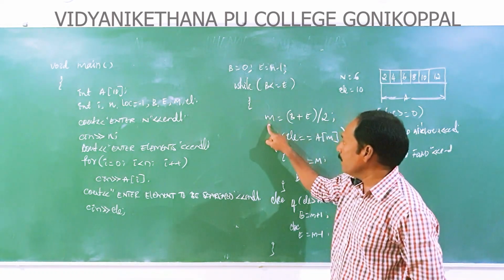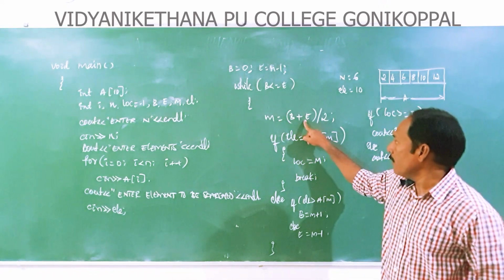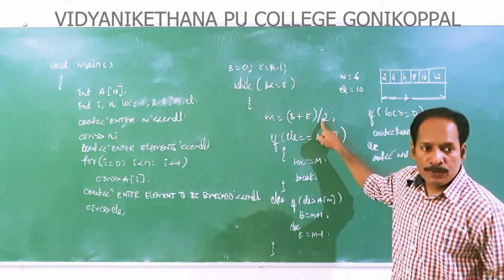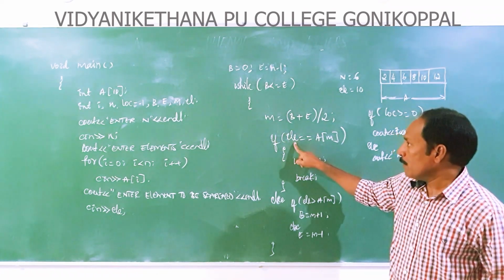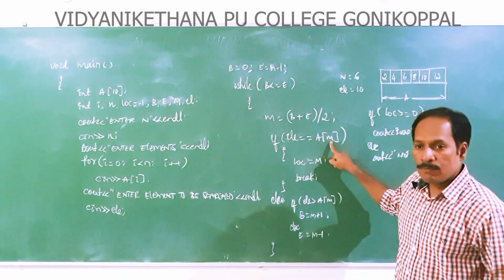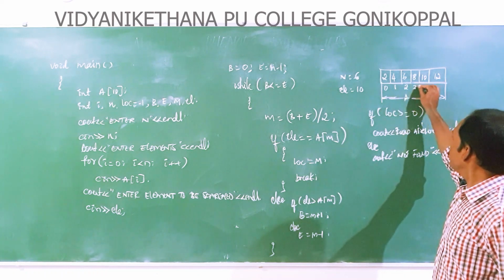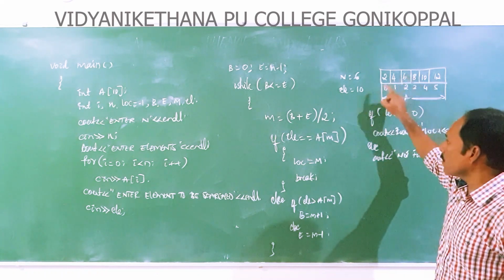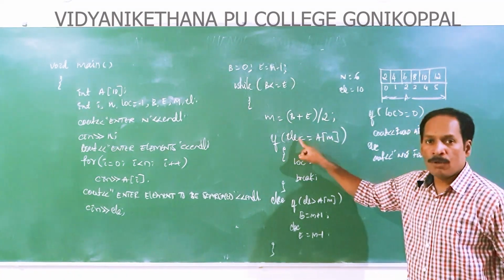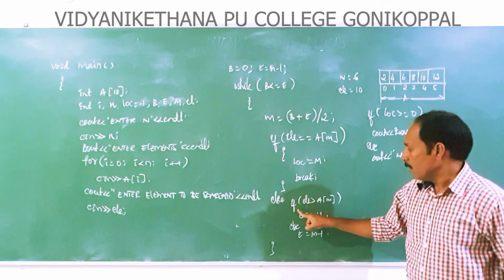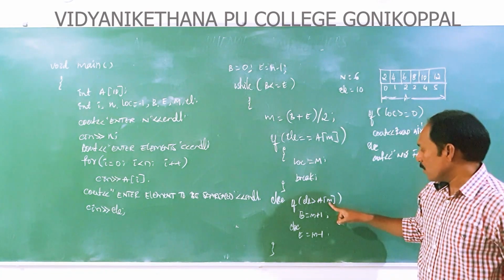Again we repeat the same process and find m. m is b plus e divided by 2, so 0 plus 5 is 5, divided by 2 is 2.5. The integral part of the quotient is 2, so m becomes 2. The element we are looking for is 10, and a of 2 is 6, counting 0, 1, 2, 3, 4, 5. So 10 and 6 are not the same, and we go to the next step, else.